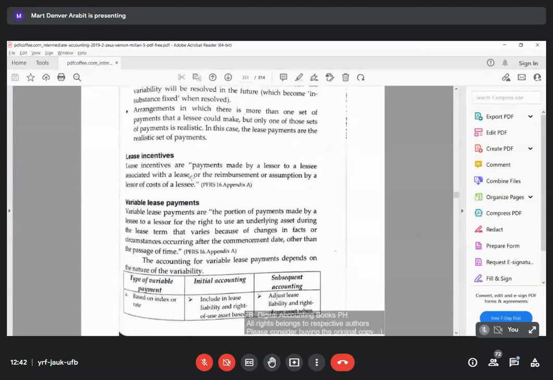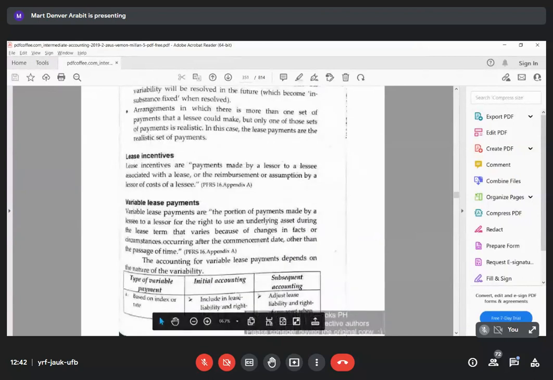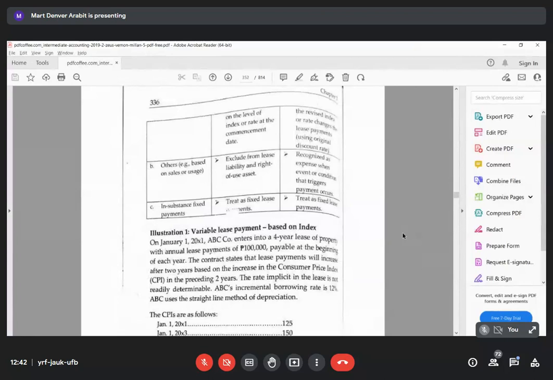Okay, variable lease payments. So this is what we were given earlier, based on index rate. Initial accounting is included in lease liability and ROU, and for subsequent accounting we should adjust the lease liability and right of use when there is a change or a revision on the index rates.